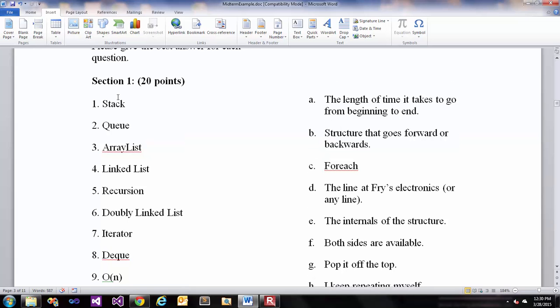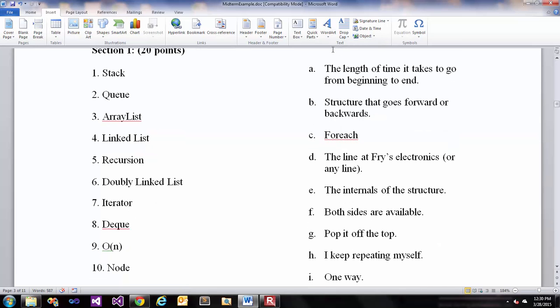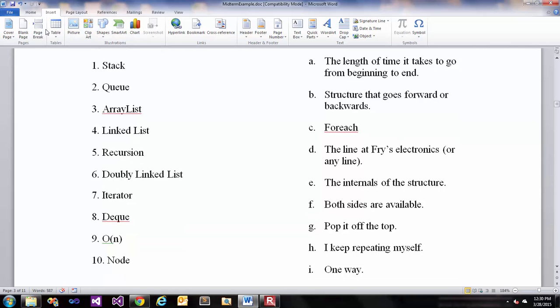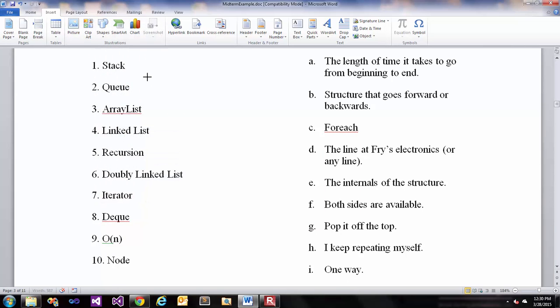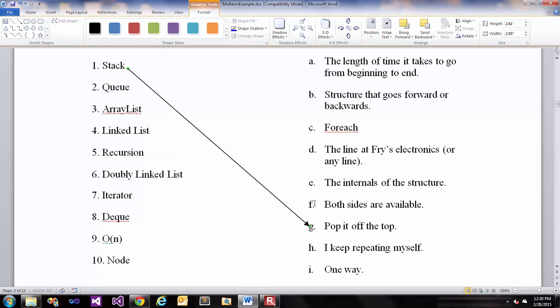So for a stack, if we look over here on the right hand side, one of the operations of a stack is a pop, and so pop it off the top is where stack will go there. So if we do a little line, stack would be pointed up to G.